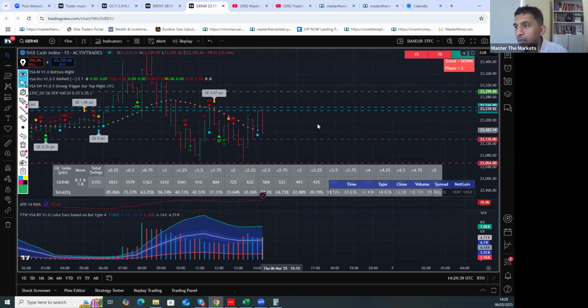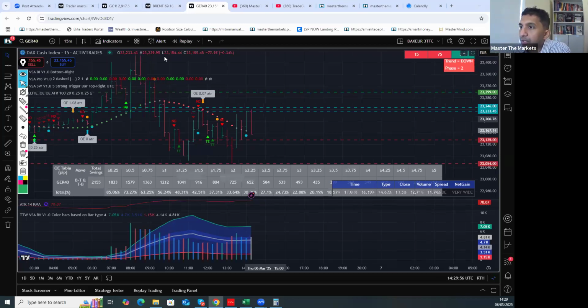So when you're looking at all of this, I would highly recommend that you write all these rules down, and then do a little bit of backtesting, get some confidence, and after that, start to apply them going forward. So that's that one there on the DAX. We'll see how that performs.